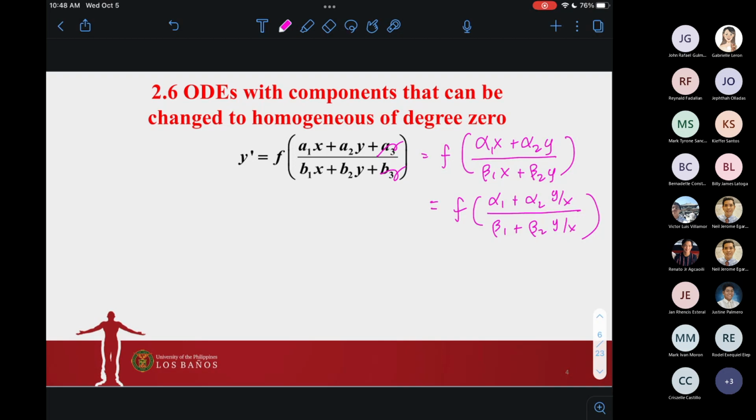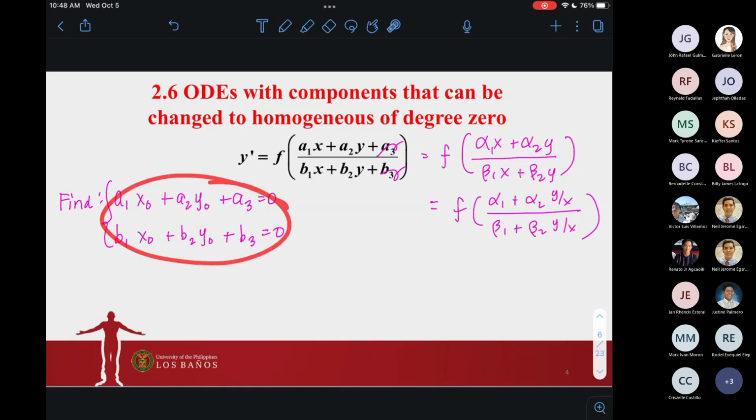So, we want to find this, all right? So we want to find a constant x sub 0, such that a1 x sub 0 plus a2 y sub 0 plus a3 equals 0, tapos b1 x sub 0 plus b2 y sub 0 plus b3 equals 0. Gusto kong makahanap ng x0 at saka y0 na totoo ito. All right? Kasi pag nakahanap ako ng x sub 0 at saka y sub 0 that satisfies this system of linear equations, ano?